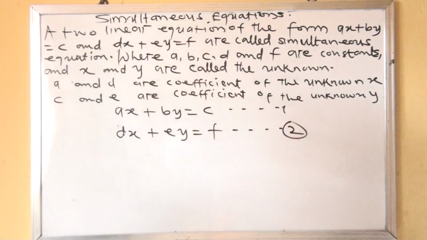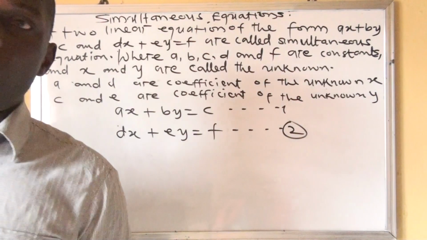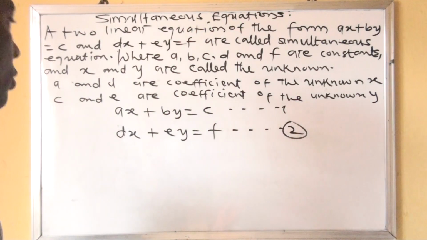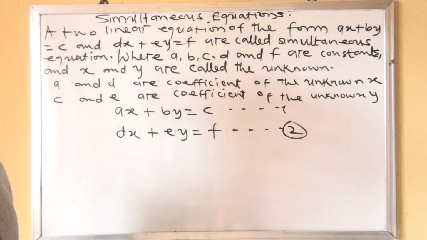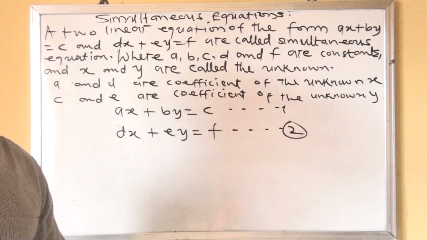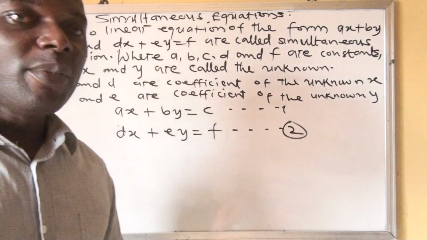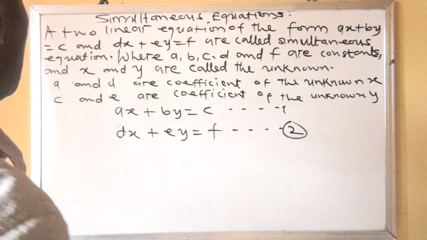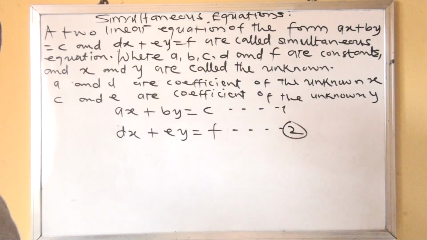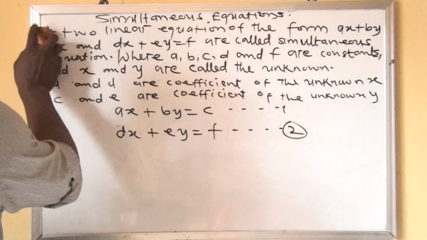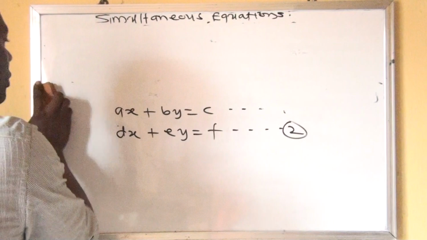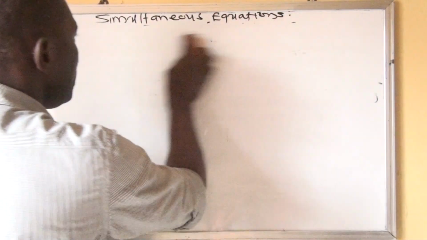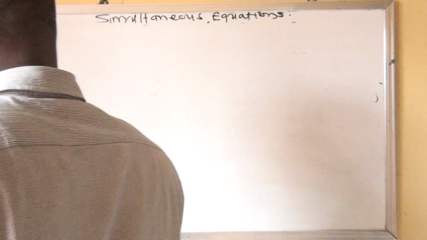Like I've explained, a pair of equations with two unknowns, or three unknowns, to be determined at the same time is called simultaneous equations. Now let's move on and look at how to solve simultaneous equations using the elimination method.